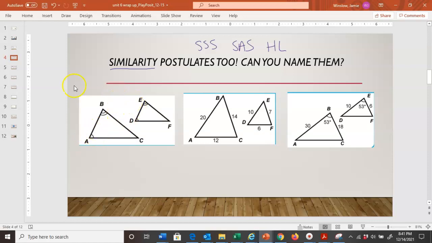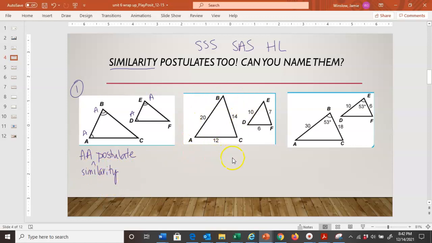So I bet if you looked at number 1 here, this first image of these 2 triangles, you could tell me the similarity postulate. Look at what's marked on the triangles. If we label it, we have an angle and an angle. An angle and an angle. This is the angle-angle postulate. I really should say similarity postulate because there's so many postulates, right? This is the angle-angle similarity postulate.